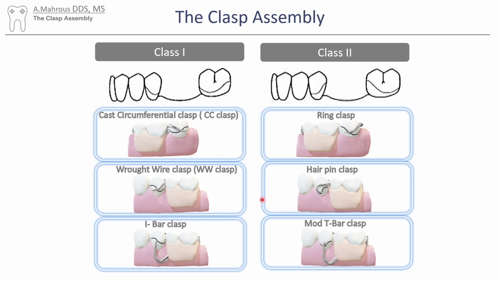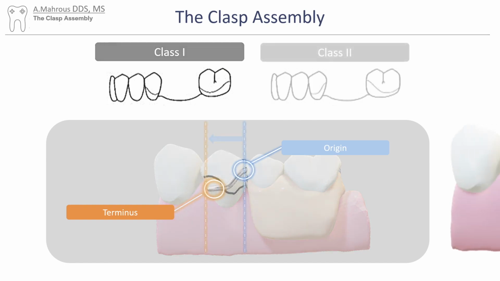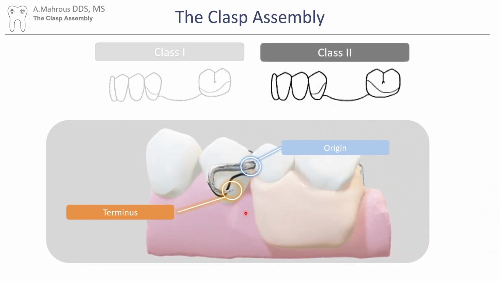Retentive clasps can be broadly categorized according to the survey line which they're used with. Clasps that are used with Class 1 survey lines typically have their terminal tips engaging undercuts that are further away from their origins. Clasps that are used with Class 2 survey lines typically have their terminus engaging undercuts that are closer to the origin of the clasp.